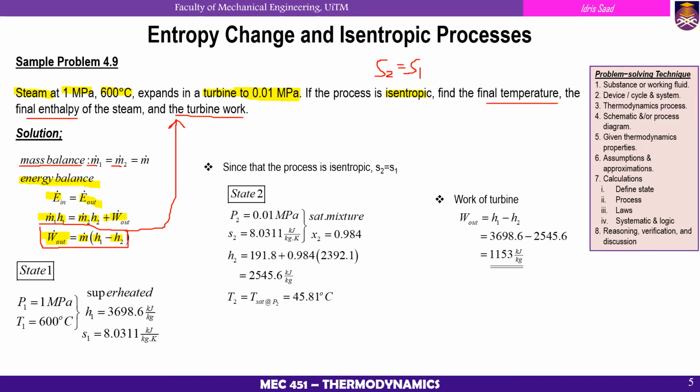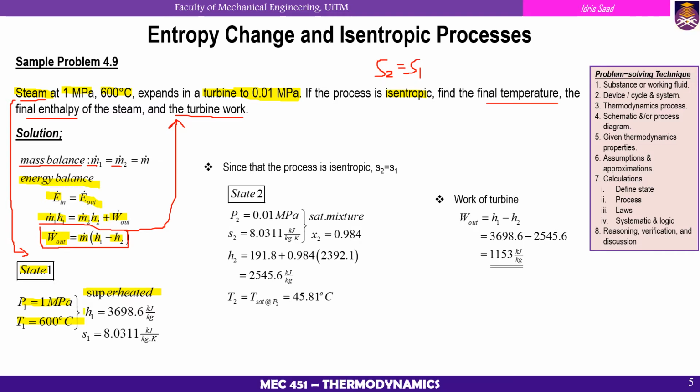Okay, alright, so from this one, we have to determine its required properties. This is steam, so we have to refer to the table. So we go state by state. At state number 1, we have the pressure 1 megapascal. We have T1 is equal to 600 degrees Celsius. Based on this, we can check its phase. It falls under the category of superheated. So from superheated, we can refer to table A6. We can read at the 1 megapascal table at 600 degrees Celsius.